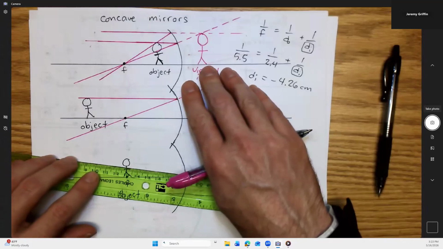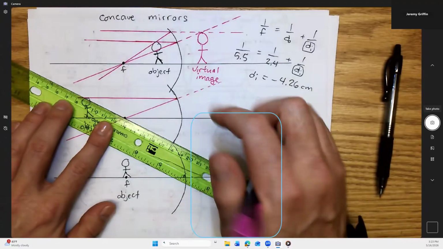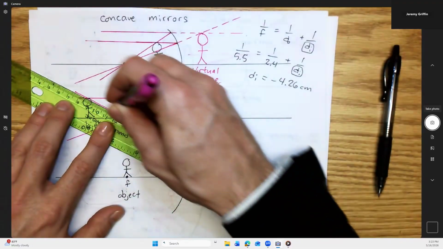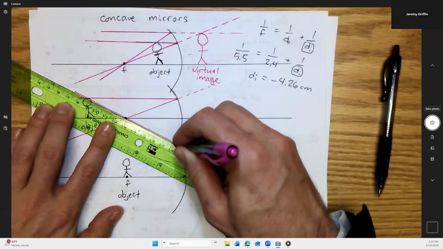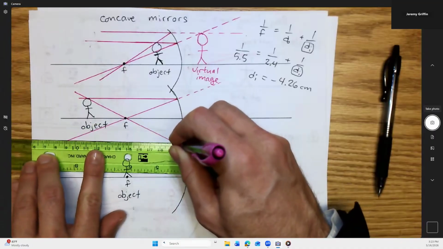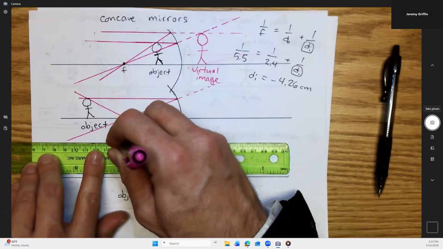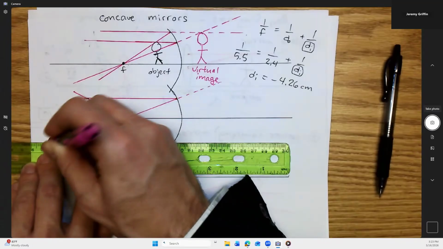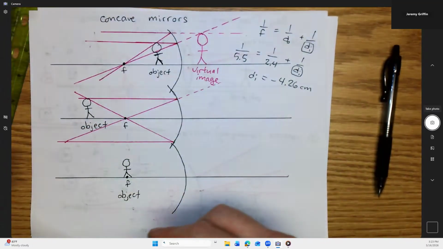All right. Now, let's go from the top of his head through the focal point all the way to the mirror surface. And which way does that ray bounce off? Parallel to the ground. Boing. Gonna go that way. I should have backed this guy up further. That's okay. Let's look at the end.